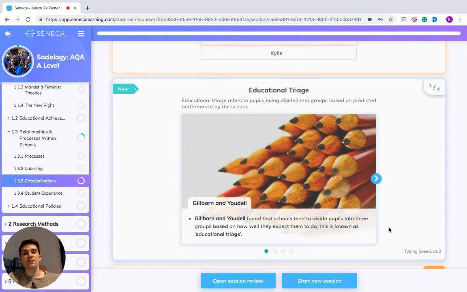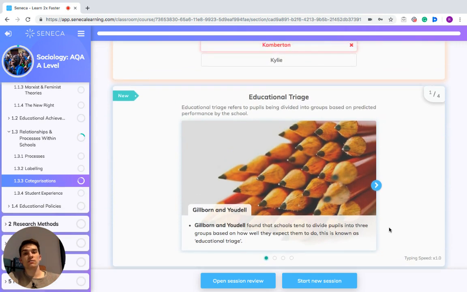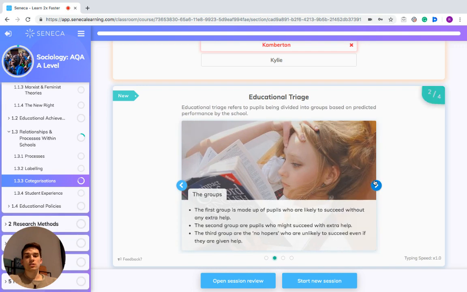There's another concept you need to know about called educational triage, and that refers to pupils being divided into groups based on predicted performance by the school. Gilbourne and Udall found that schools tend to divide pupils into three groups based on how well they expect them to do, and this is known as educational triage.